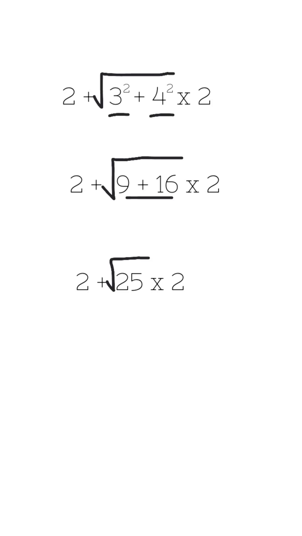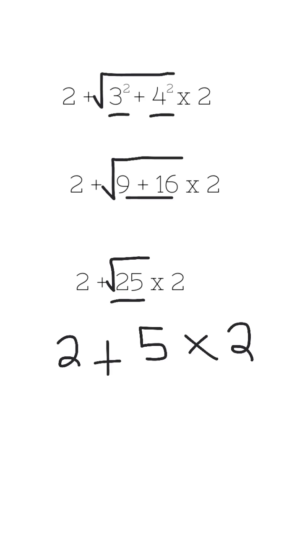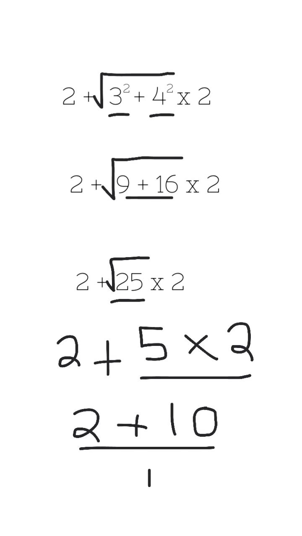Now I have 2 plus the square root of 25 times 2. Now I need to actually take the square root of 25, which is 5. So I have 2 plus 5 times 2. I don't have any more groupings, and I don't have any exponents. So now I need to multiply or divide. I have multiplication. 5 times 2 is 10. And I have 2 plus. So 2 plus 10, my last step, is 12.